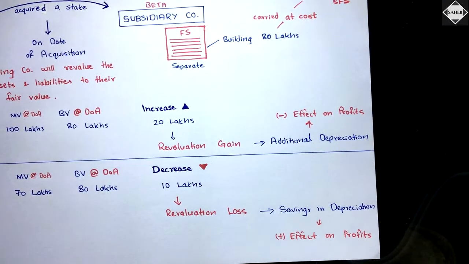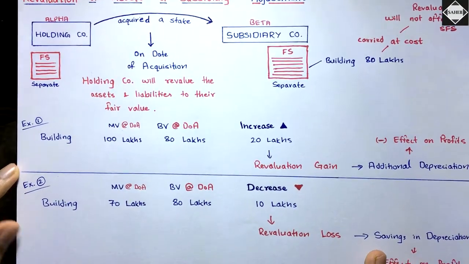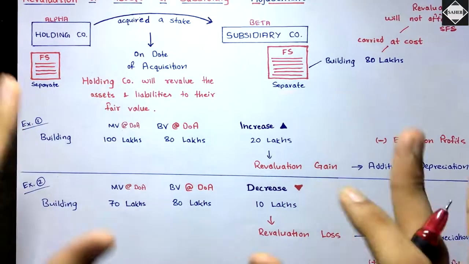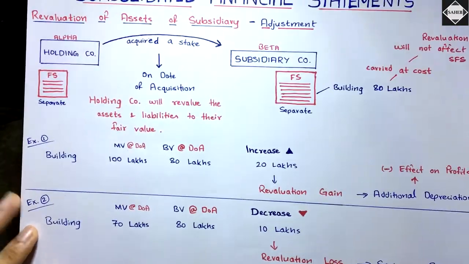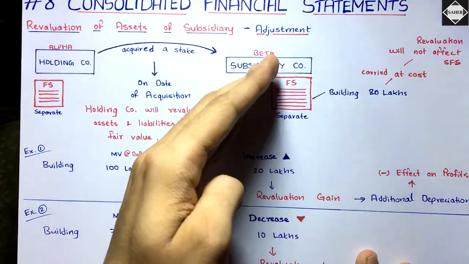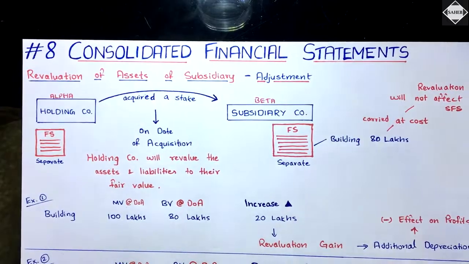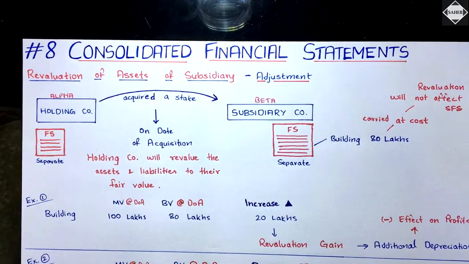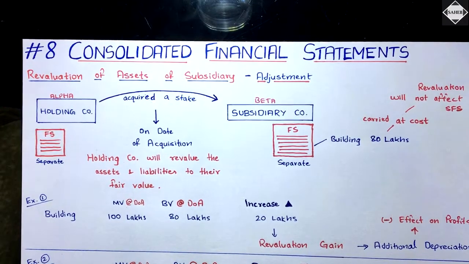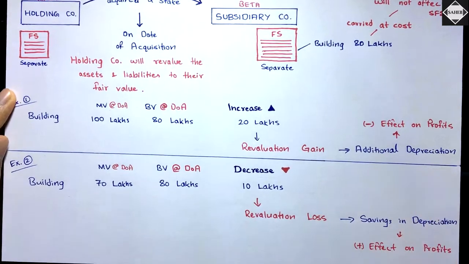Now let's get to the specifics, the steps that we have to follow in this adjustment. You have got a perfect background and a proper overview, and the technical details on date of acquisition. Holding company will do this. Assets and liabilities of subsidiary company, no effect in separate financial statement, only in consolidated financial statement, and holding company's assets and liabilities in this adjustment is irrelevant. Is that clear? Now let's go to the steps that we have to follow in this adjustment.